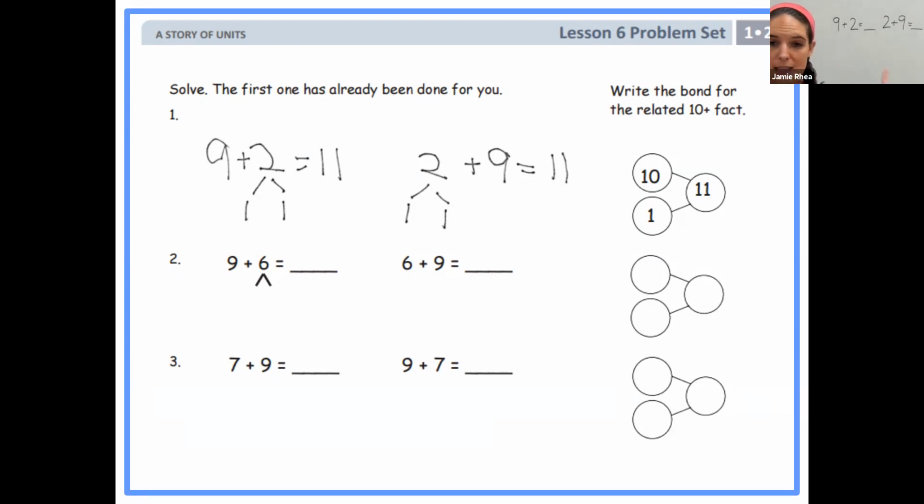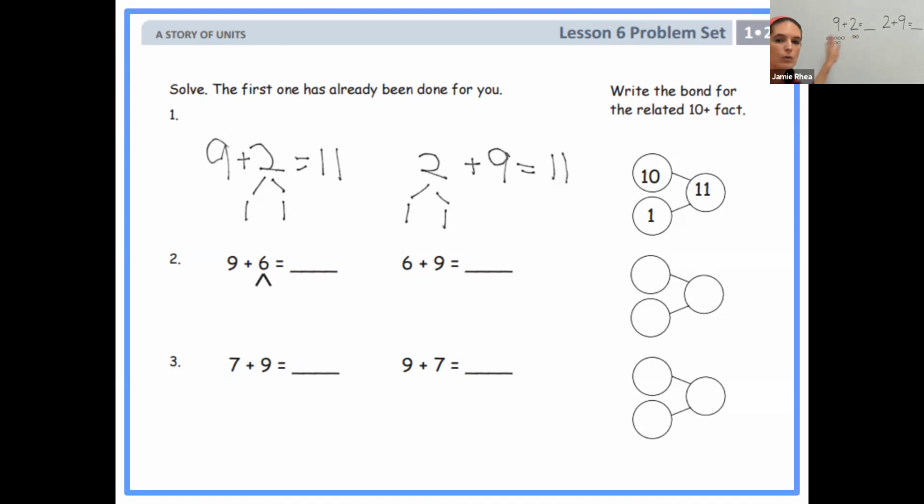If I want to make that into a 10, what number am I going to make 10? Am I going to make a 2 into a 10 or the 9 into a 10? I'm going to make my 9 into 10 because it's closer. So I'm going to draw a picture and break apart. So I'm going to draw 9 and 2. Okay, so here's my 9, here's my 2.